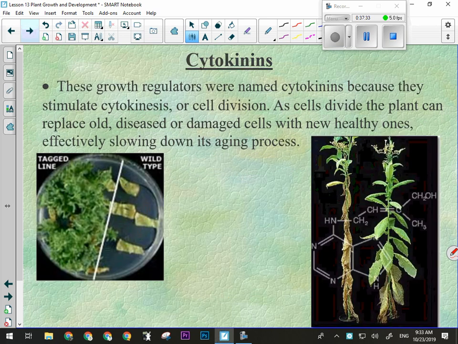Okay, cytokinins. Cytokinins cause cytokinesis, that is cell division. They cause cells to divide. As cells divide, the plant can replace any old, diseased, damaged, dying cells, which is why some plants, not all plants, but some plants, have very long lifespans.